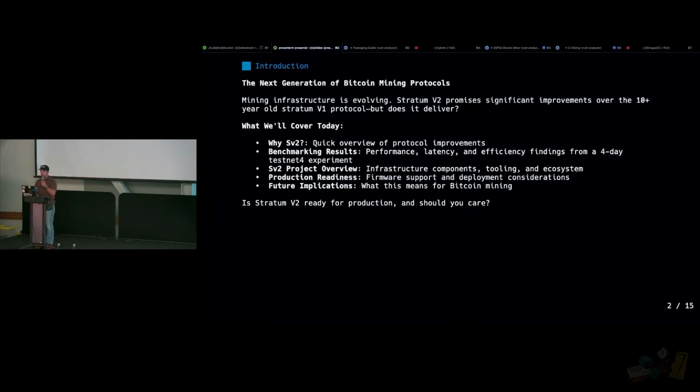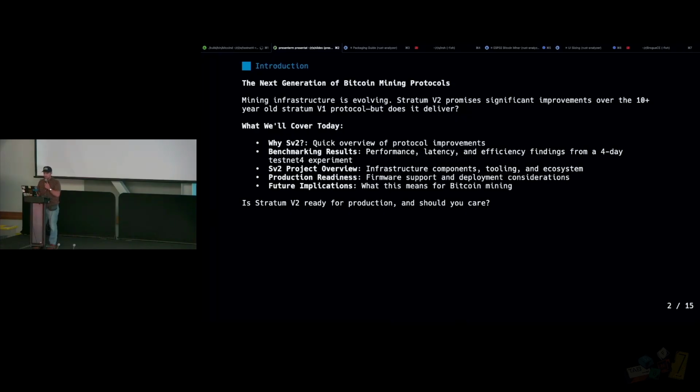I ran a benchmark on testnet 4. If you're on testnet 4, it's being time warp attacked. So it's a very wonky environment to work in right now. If you are the one time warp attacking testnet 4, please stop. Or come talk to me. We can hash it out.